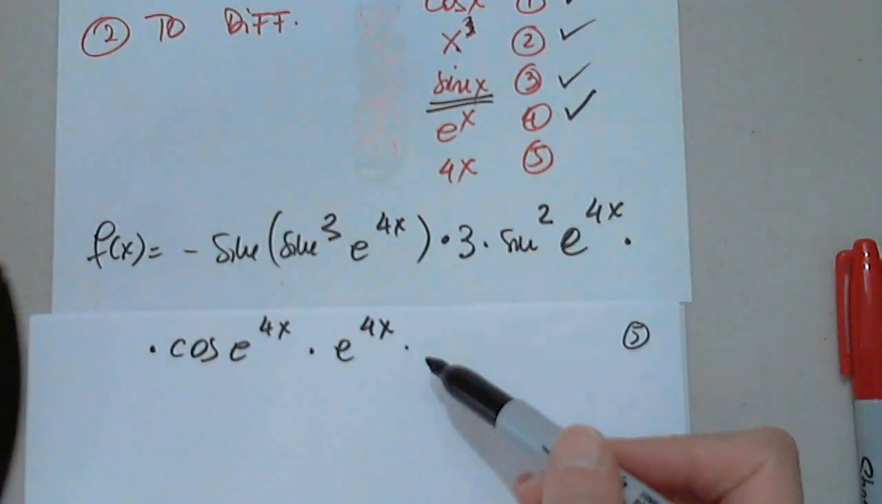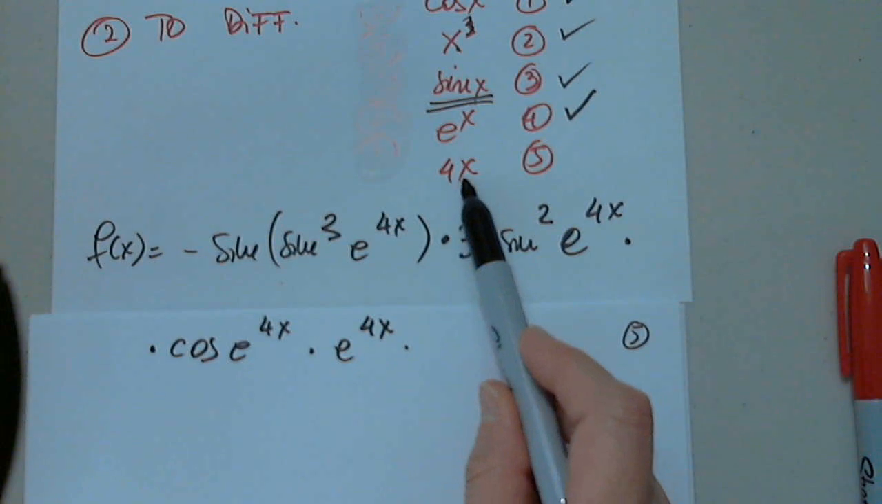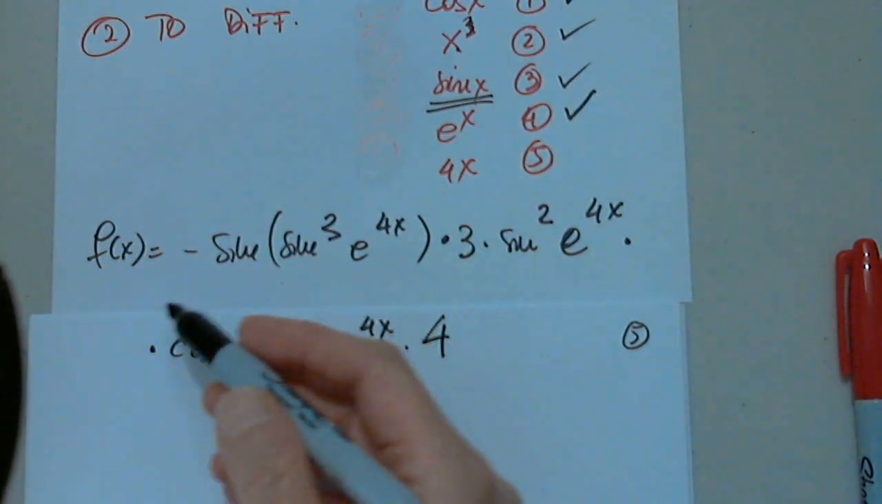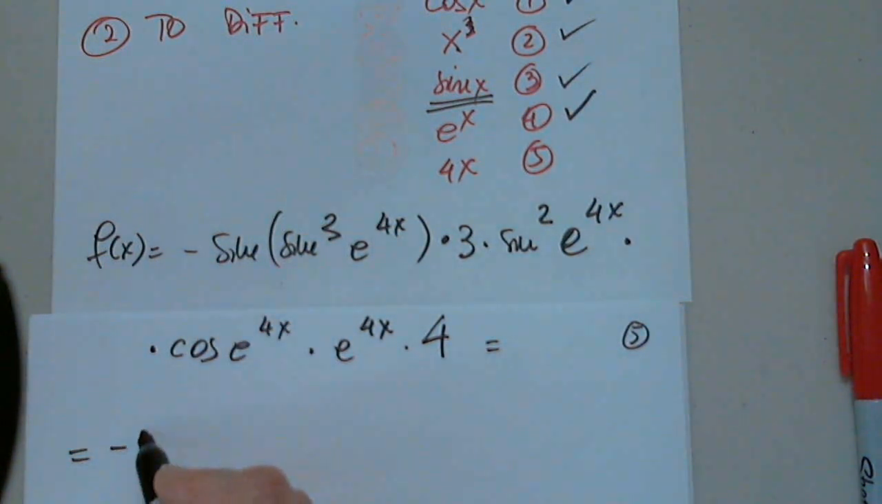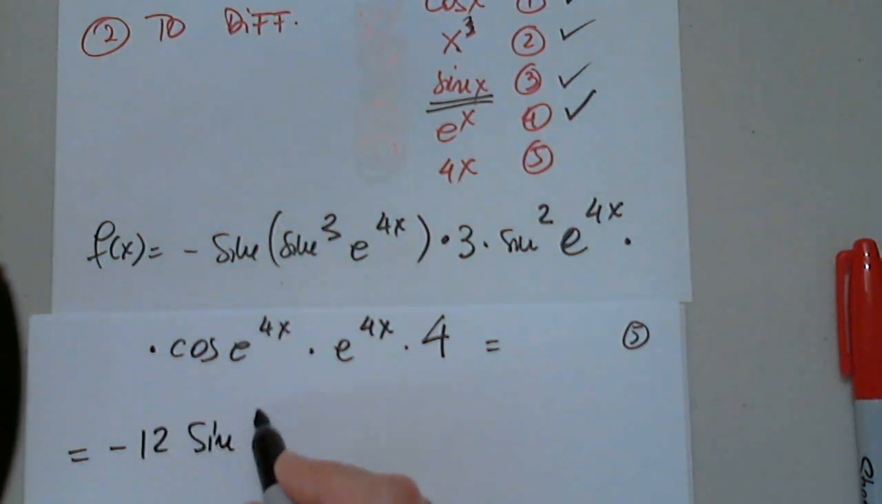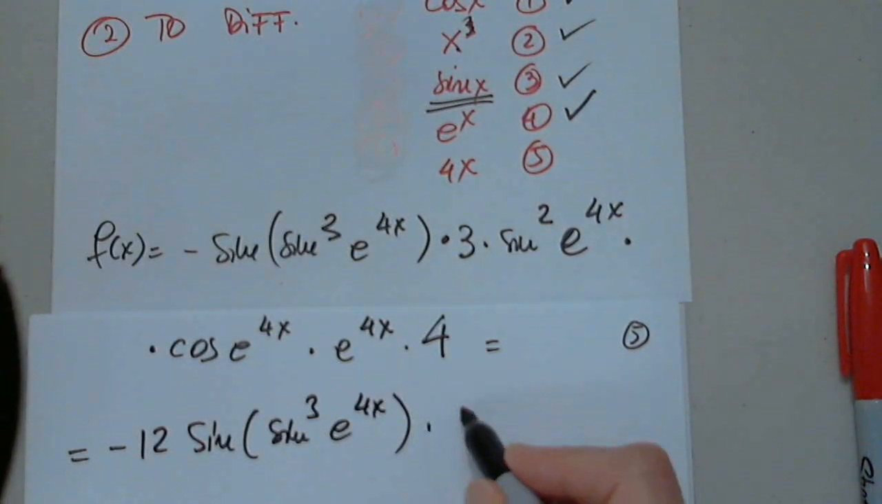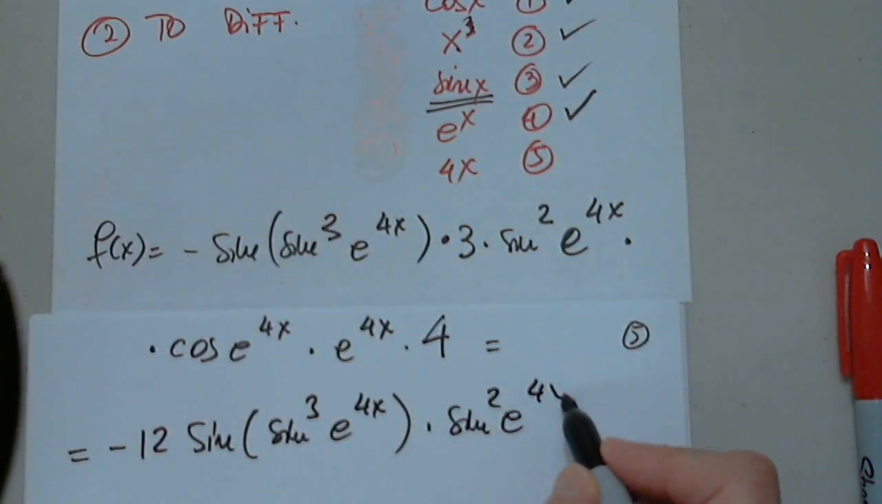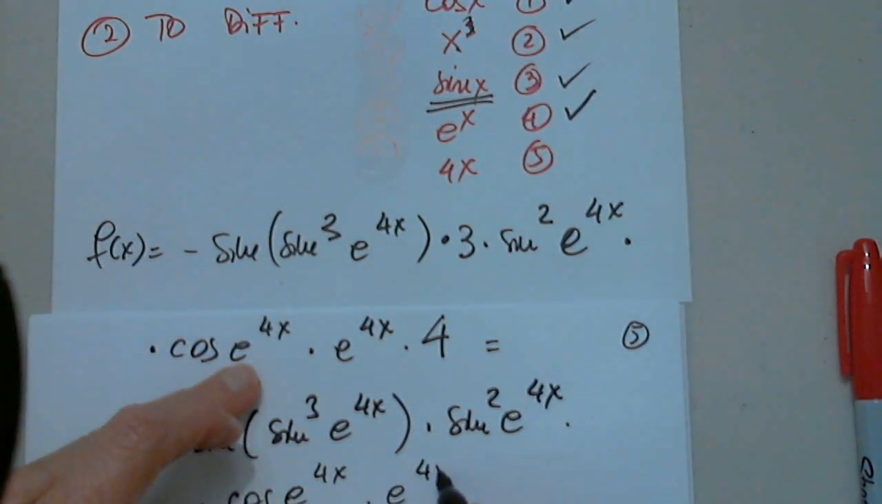So then finally, times what? Yes. I will rearrange it a little bit. 4 times 3 times negative 1, so negative 12, and then sine of sine cubed of e to 4x times sine squared e to 4x times cosine e to 4x times e to 4x.